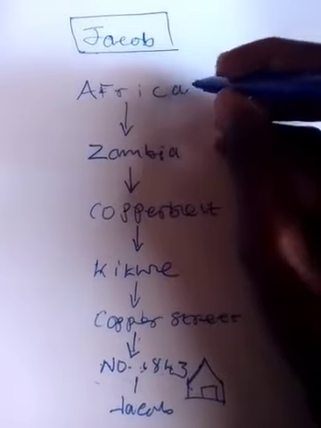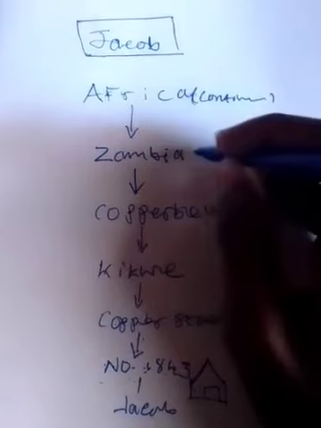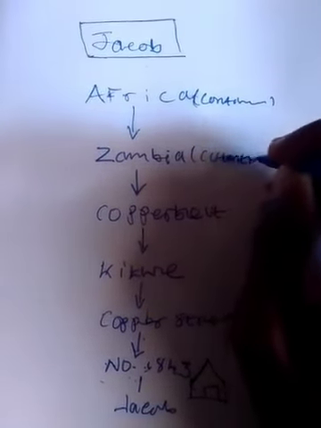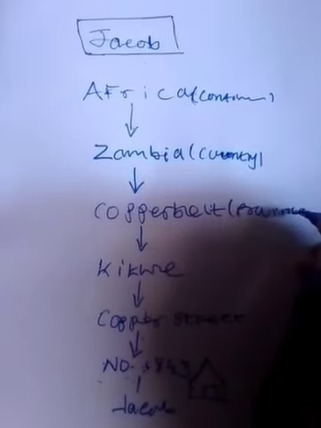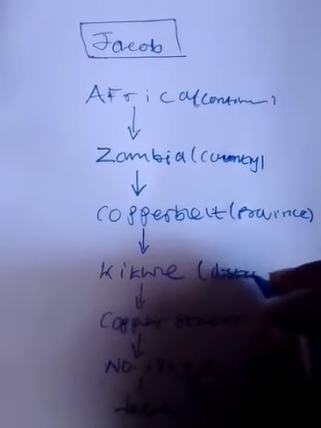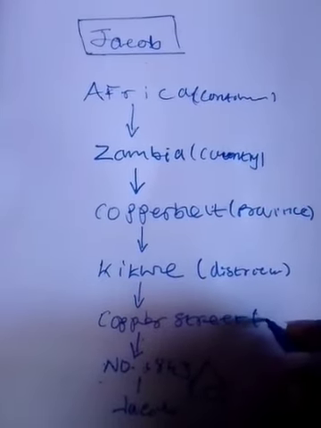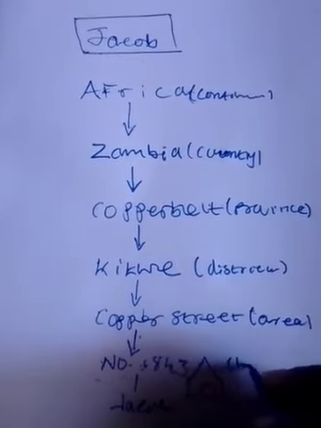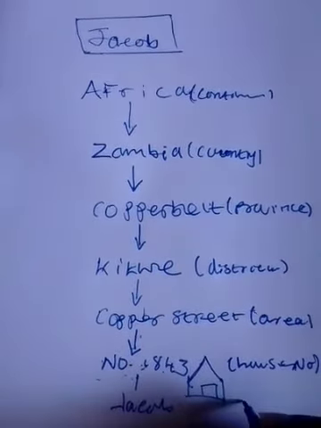Have you seen the hierarchy that we've been following? I started with the continent, right? Then the country, then the province, and then the district. Then the residential area, and the house number. Till we find a person, right?